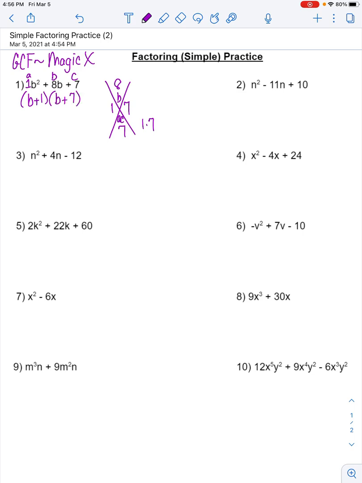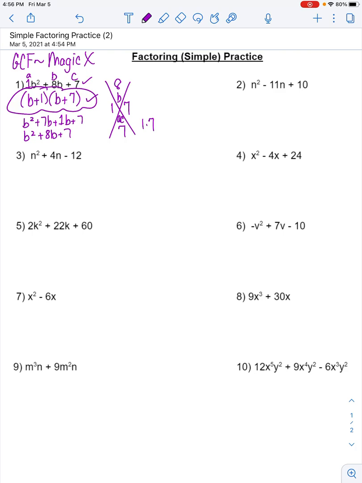And when I do a quick check, first of all, these are my factors, but I'm going to check and make sure using FOIL. First, outside, inside, last, simplify, and that does give me back my original trinomial, so this is my answer.